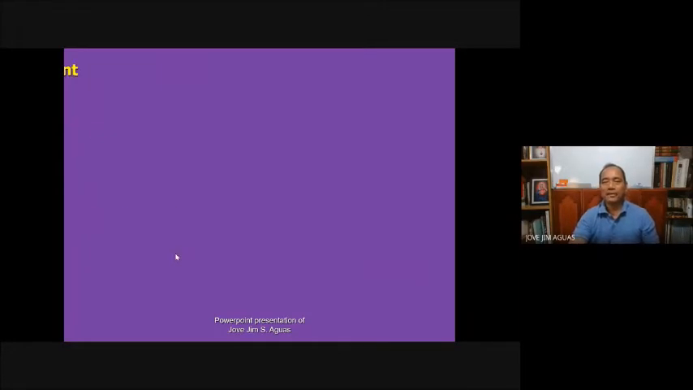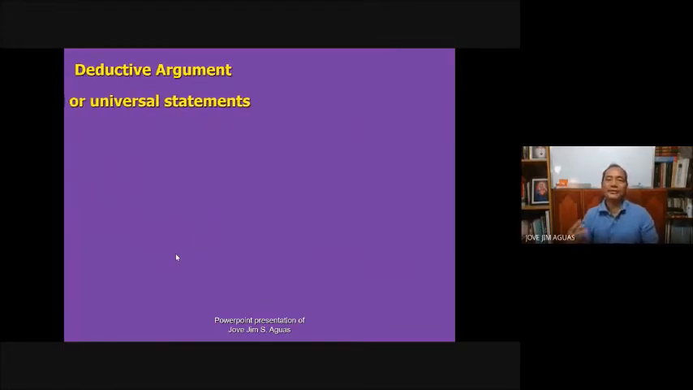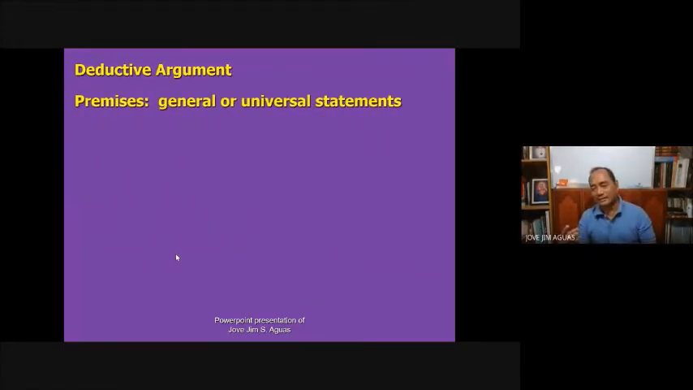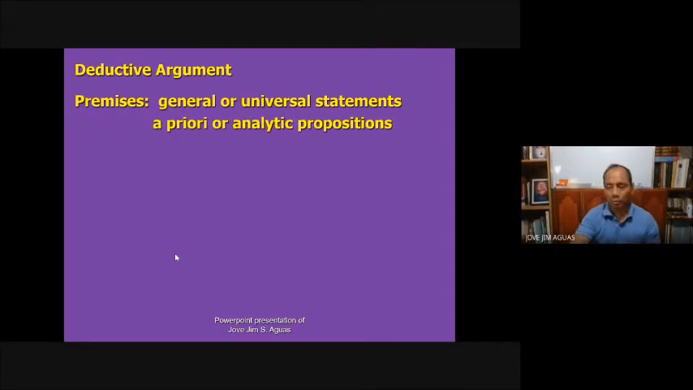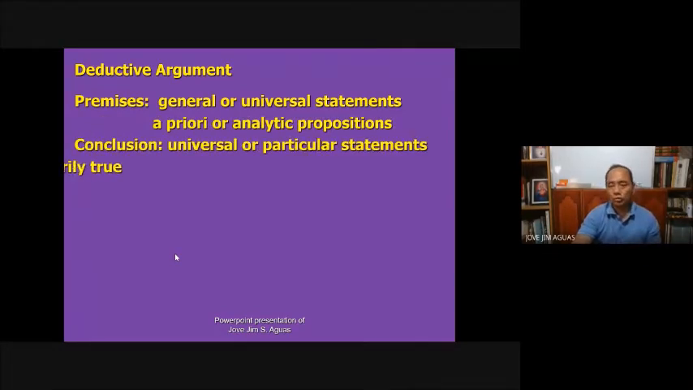So there are two kinds of arguments that we have discussed: the deductive argument and the inductive argument. So first, what is the inductive argument? It's an argument whose premises are general or universal statements. They may be a priori or analytic propositions, and the conclusion is a universal or particular statement that is necessarily true. So we have given examples of this.